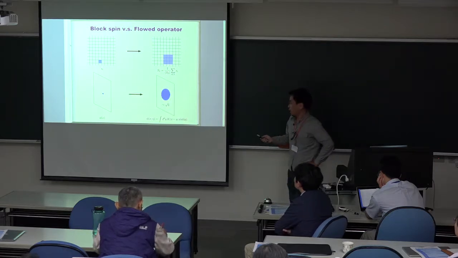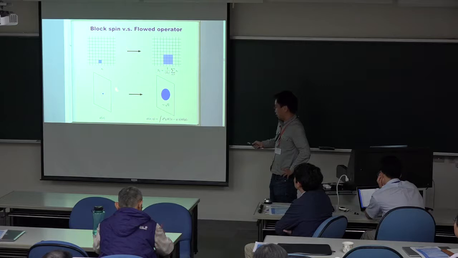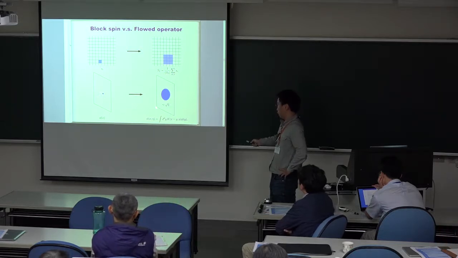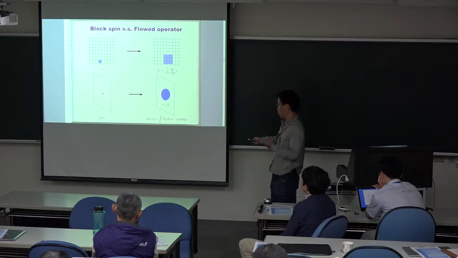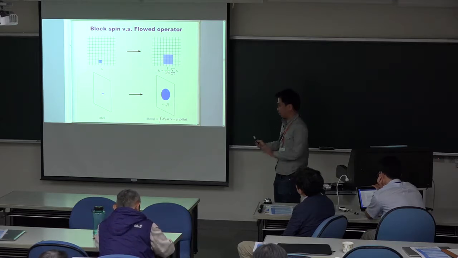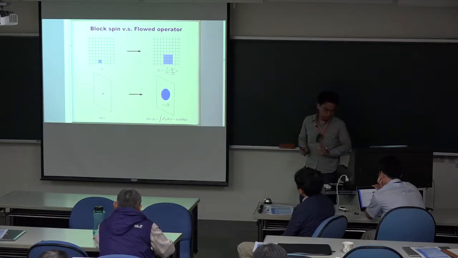Now the flow operator is obtained like the following. Consider some space and some point-like operator. Then I sum over all of the space with this Gaussian wave factor. Then you obtain a certain extended object from the point-like object, in the sense that this smeared operator is non-local.